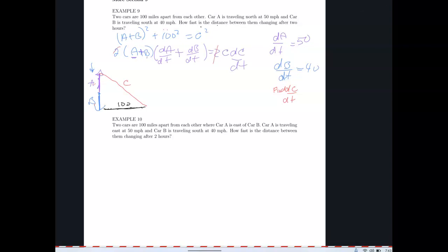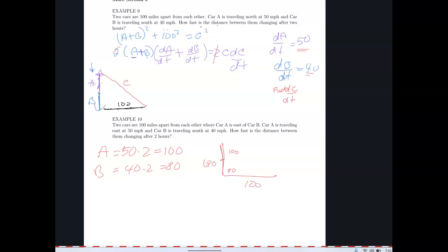So let's go figure out some distances. So let's figure out what the length of A will be after 2 hours. So 50 miles an hour times 2 hours, so A is 100. And then to find out what the length of B is we take the 40 miles an hour times 2 hours, so that's 80. So that means this side will be the 100 and the 80, so a total of 180.